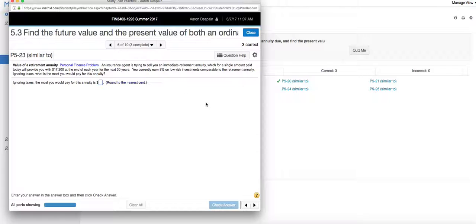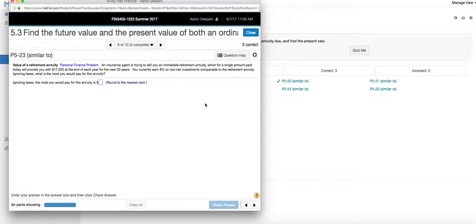And so what we have is the value of an annuity. An insurance agent is trying to sell you an immediate retirement annuity for which a single amount paid today will provide you with $17,200 at the end of each year for the next 30 years. So again, we know it's an annuity because we have the same cash payment consistently over the course of time. In this case, it's 30 years.